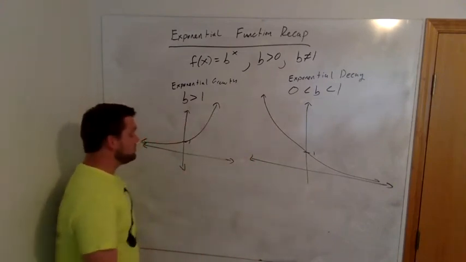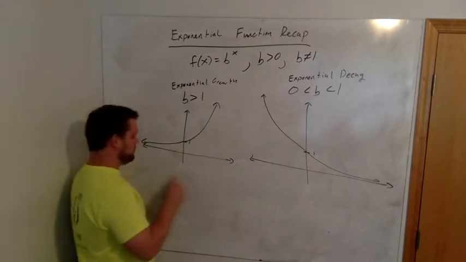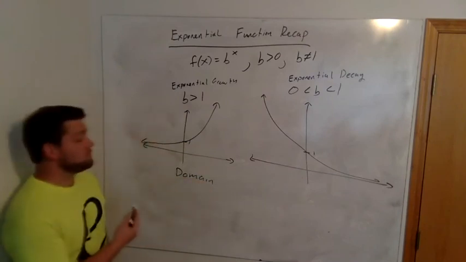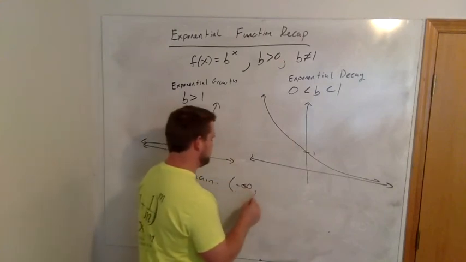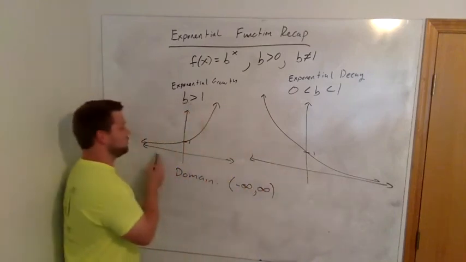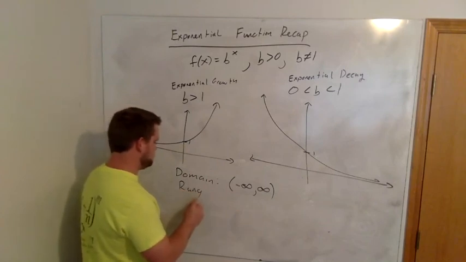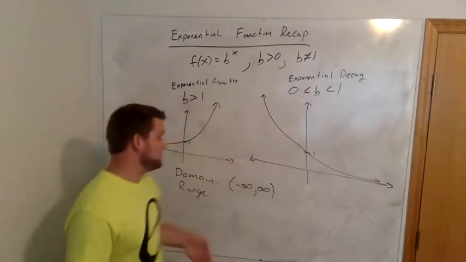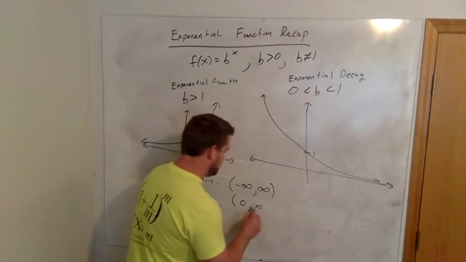Some other things we should hold on to are the domain and range of these functions. For both of them, we can plug anything we would like into the function. The domain of an exponential is from negative infinity to infinity. Any real number we plug in will always give a real output. And for the range, I can only get outputs strictly bigger than 0 for both of these pictures, so the range will be from 0 to infinity.